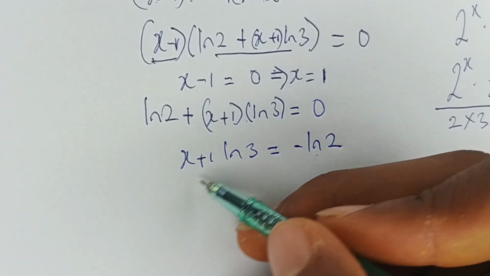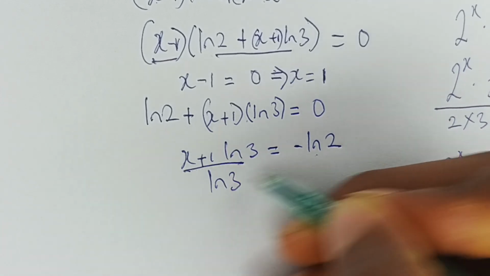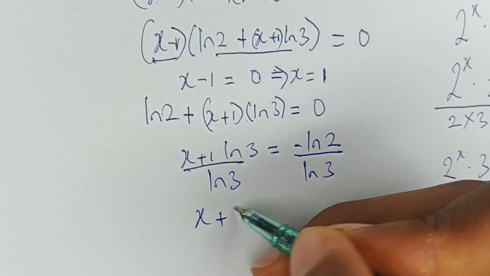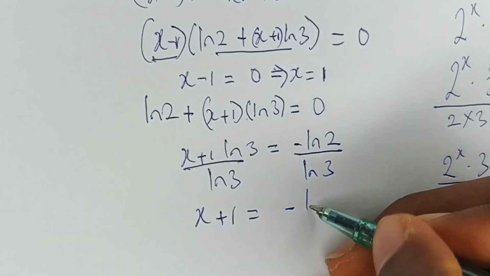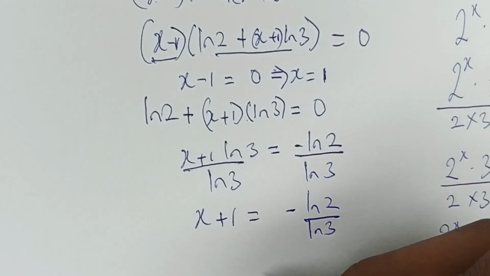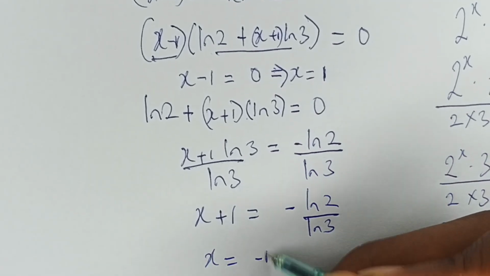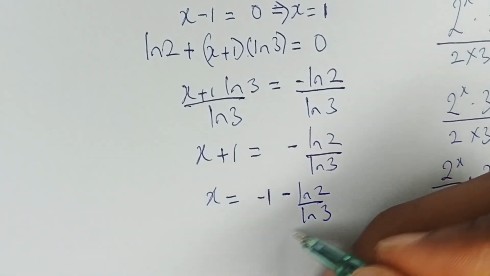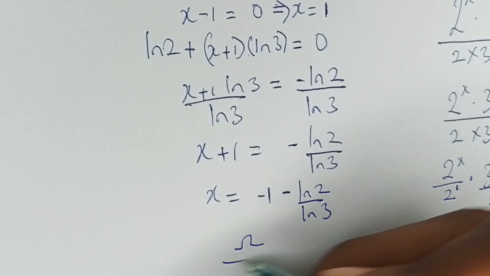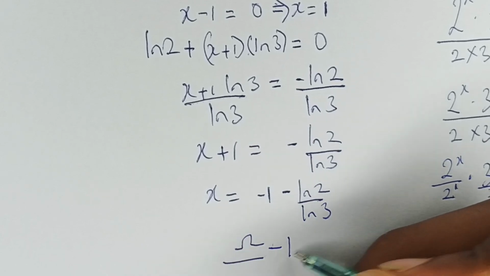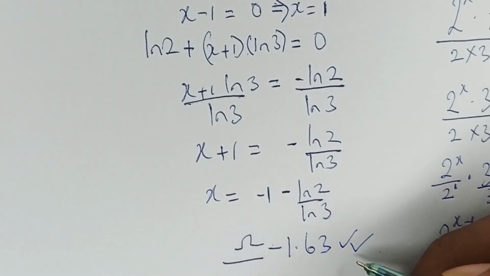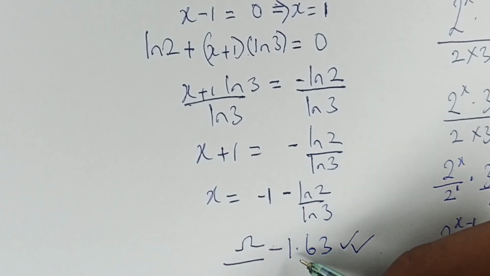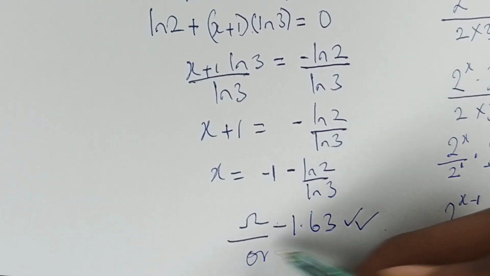Now dividing both sides by ln of 3, we have x plus 1 is equal to negative ln of 2 over ln of 3. Now x becomes equal to negative 1 minus ln of 2 over ln of 3, and this is approximately equal to negative 1.63. So our answers are negative 1.63 or 1.